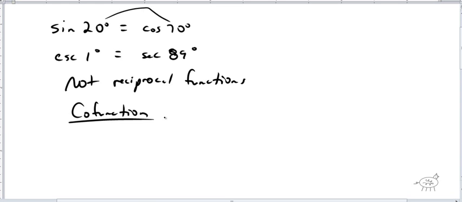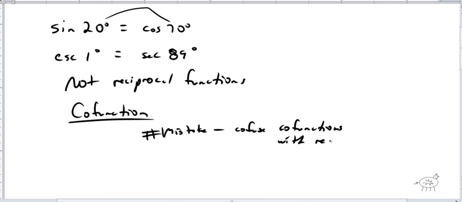This is like number one mistake. I ask you guys always to write that down. Number one mistake is to confuse co-functions with reciprocal functions.